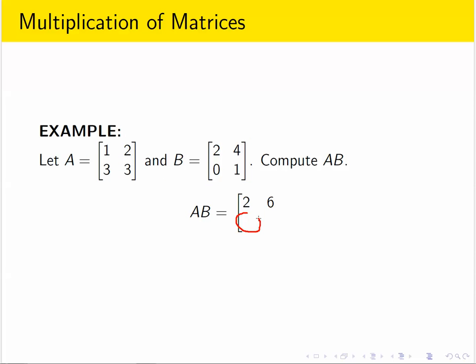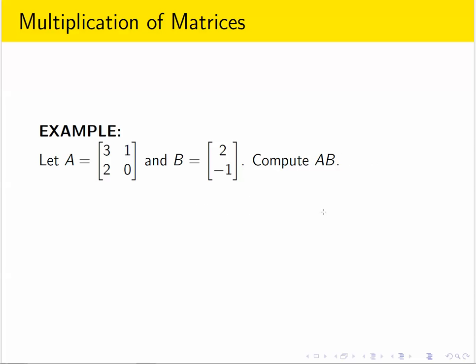Let's look at the entry that goes right here. So that's now in the second row. So we want the second row of A. It's in the first column, so I want the first column of B. And if I take 3 times 2 plus 3 times 0, I get 6. Finally, for this entry, I want the second row of A, the second column of B. 3 times 4 is 12. 3 times 1 is 3. And if I add those results together, 12 plus 3 is 15. That's it. That's how we calculate a product, like A times B.